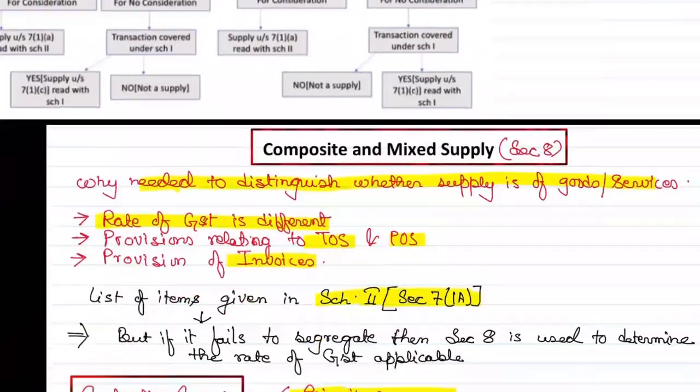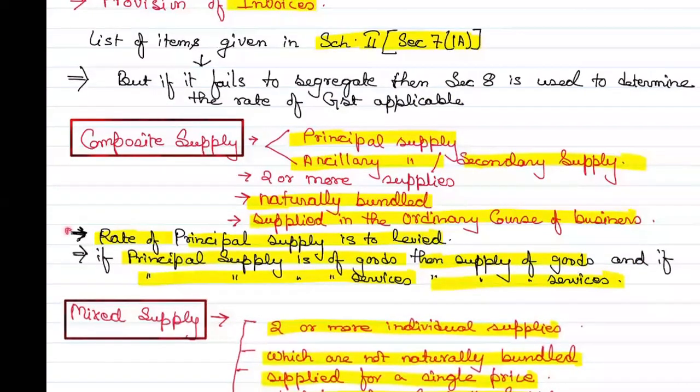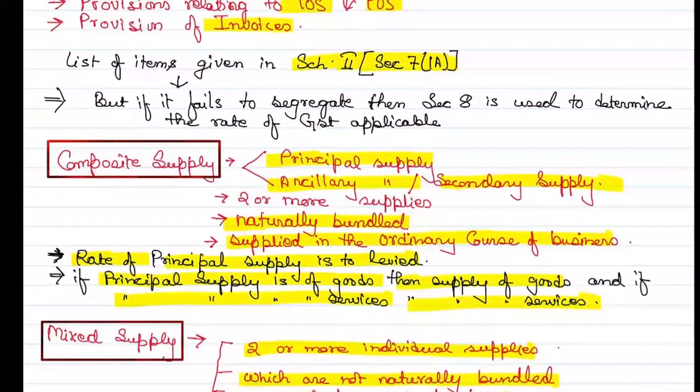Now suppose the rate of the principal supply is to be levied. That means if a cup and plate are sold together, then whatever the rate of the cup is, that will be levied on the plate as well. Toothpaste and brush: if I'm saying toothpaste is the principal supply, then whatever rate toothpaste is taxable at, the brush will also be taxed at the same rate, no matter if it has some other rate as well.